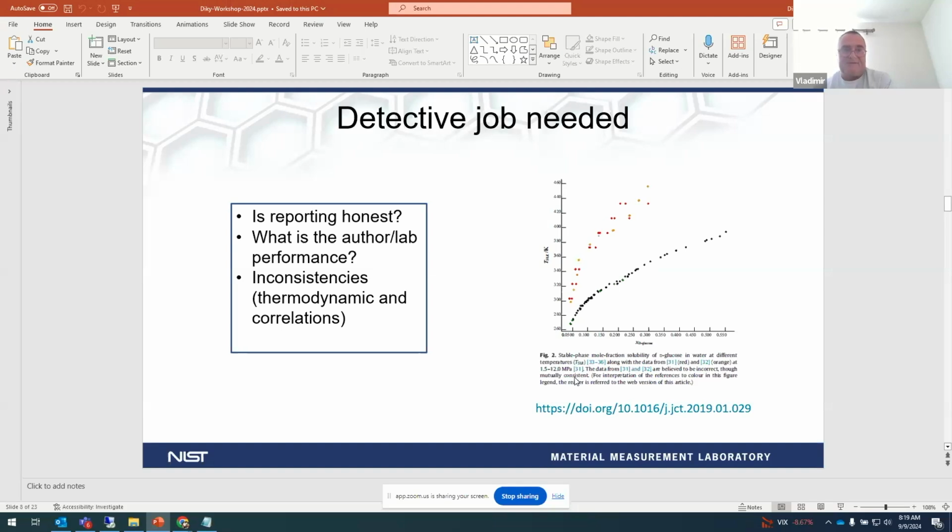And as I mentioned, because frequently the errors are much larger than any reasonable errors expected, it's necessary to do some detective job. And the questions are here. First of all, is the reporting honest, and what is the performance shown by the author and the laboratory, how they follow protocols, how they disclose all necessary details.